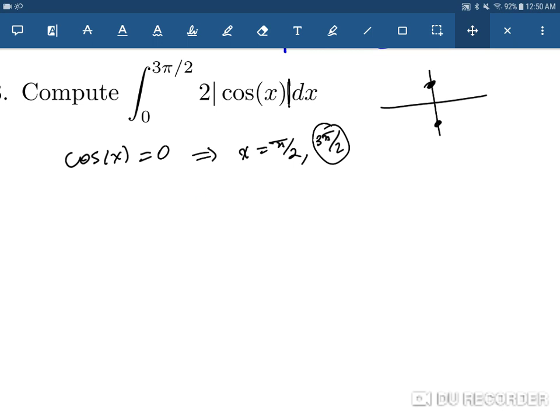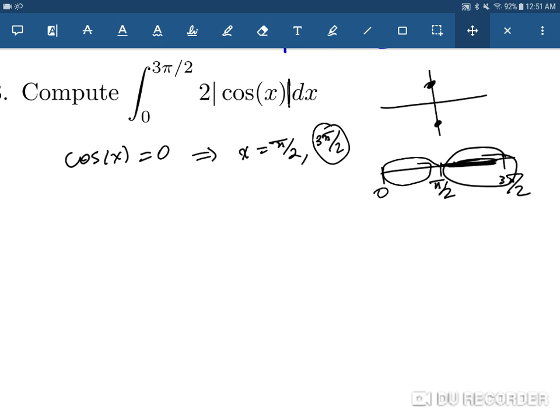So what we'll do is, from 0 there is a pi over 2 and 3 pi over 2. So we'll integrate the cosine of x from 0 to pi over 2, and then we integrate from pi over 2 to 3 pi over 2. One of them will be negative because cosine is negative in this region, and then we'll erase that minus sign and add them up.